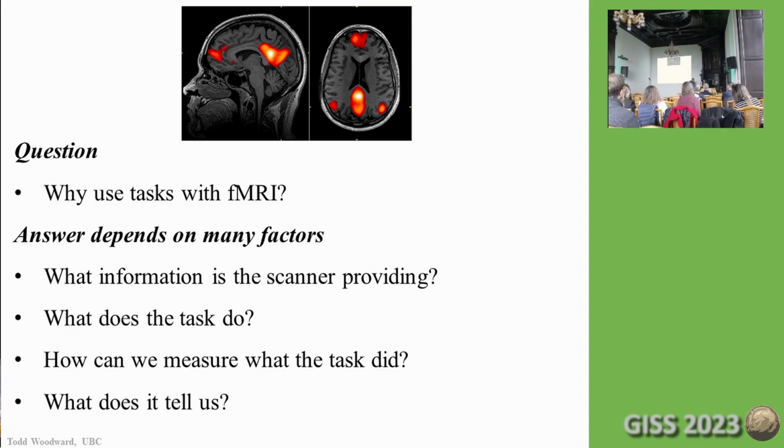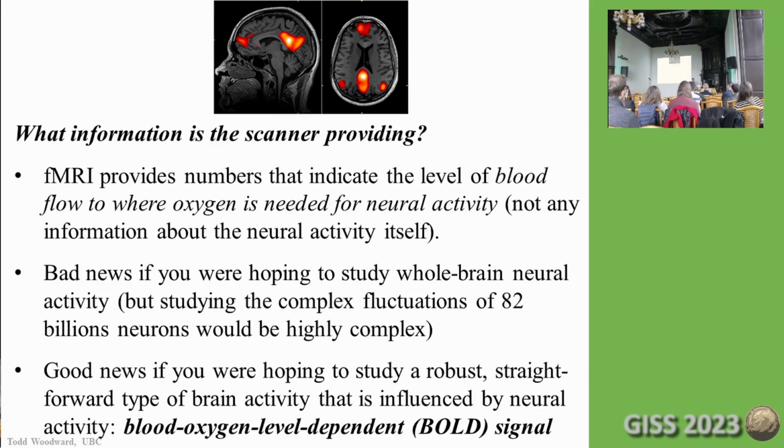Let's break this down, starting from what type of information does the scanner provide for us? And when we understand what that information is, what does the task do to that information? How can we measure the effect of the task? And then finally, what does that tell us? That sounds like no answers, but there will be a slide right at the end with answers to all of those questions, at least my perspective on it.